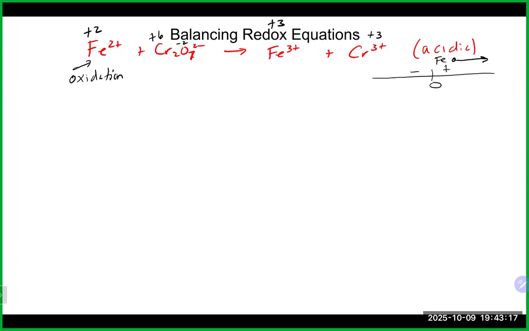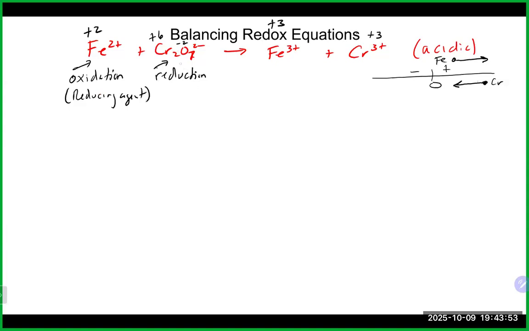By default, what that means is our chromium is going through reduction, right? And we could also do it for the chromium. The chromium on the left-hand side is +6, which would be way out here, perhaps, right? And on the right-hand side, the chromium is +3, which means it's moving to the negative side, and that tells us it's being reduced. But again, if you can figure out one, by default, the opposite thing is happening to the other thing. That would mean in this case, the iron is our reducing agent, yeah?